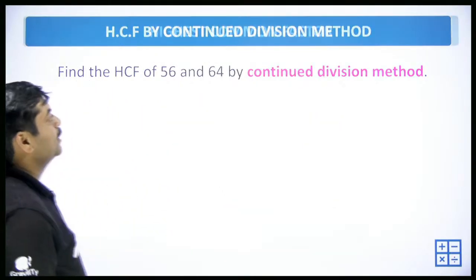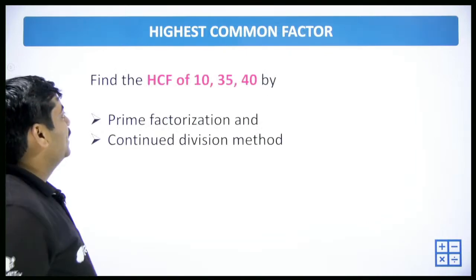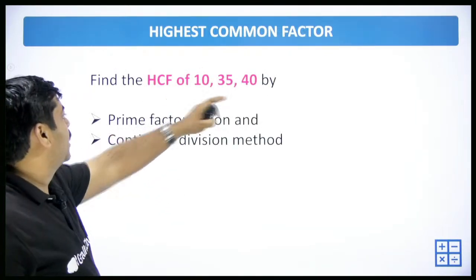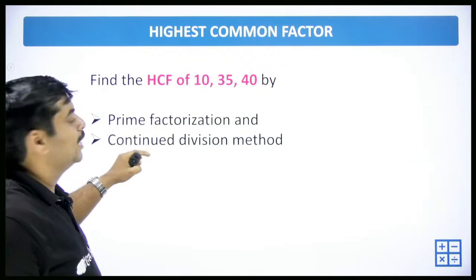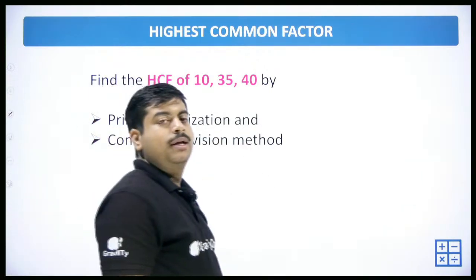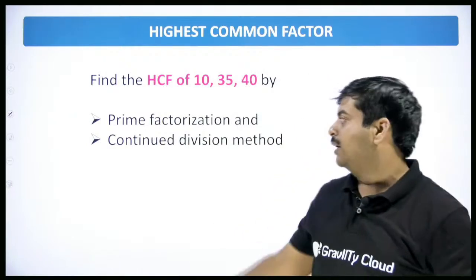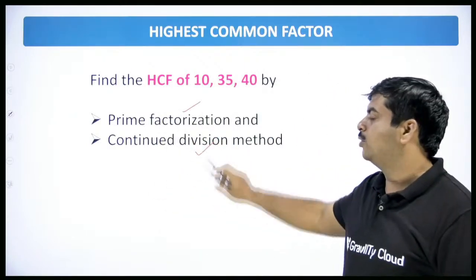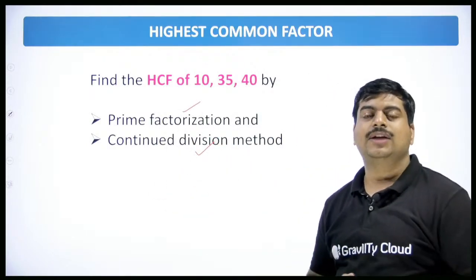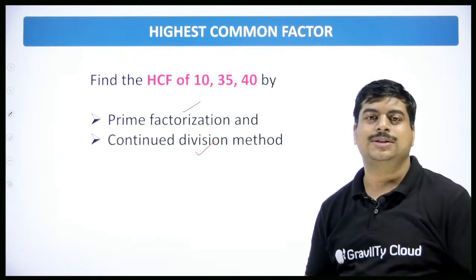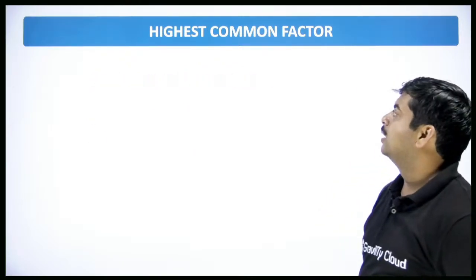Let's try to understand more about these methods. Find the HCF of 10, 35, 40 by prime factorization and continued division. You can try this one. Using the factor tree, bring all the prime factors, and then use the continued division method, and see whether you get the same answer in both cases. So that is about HCF.